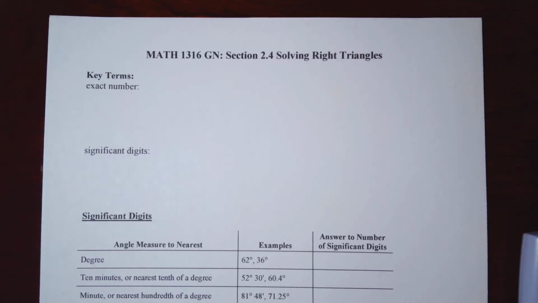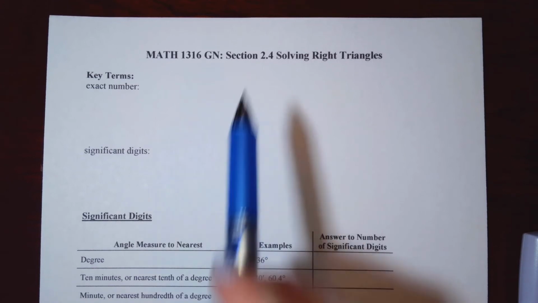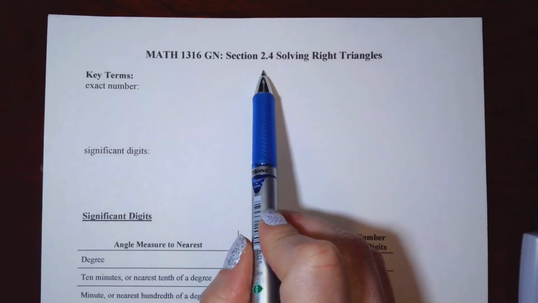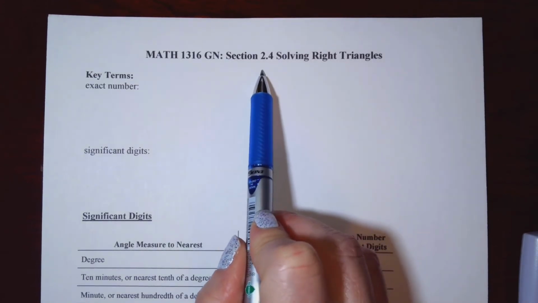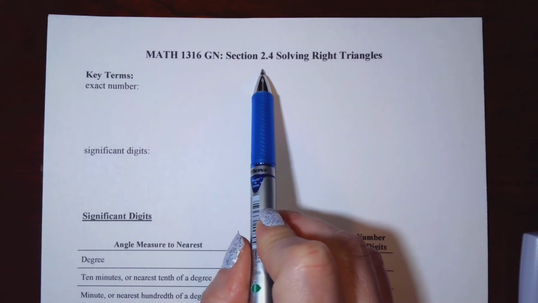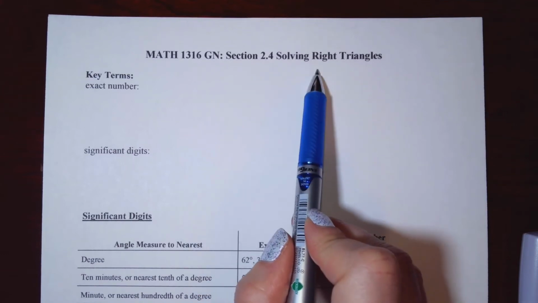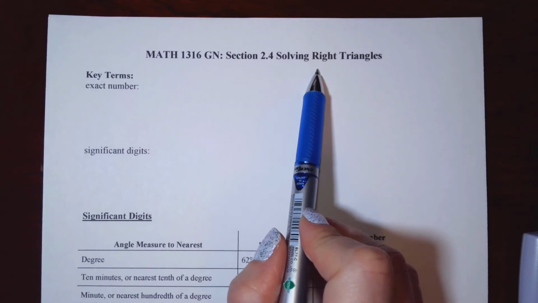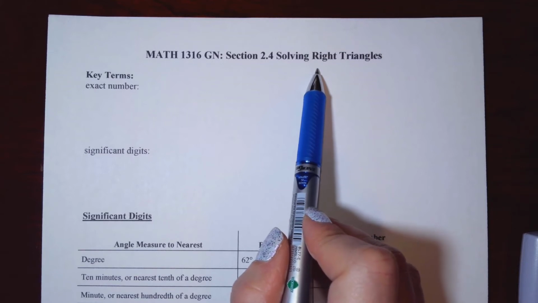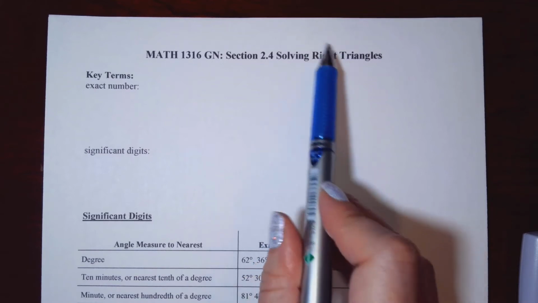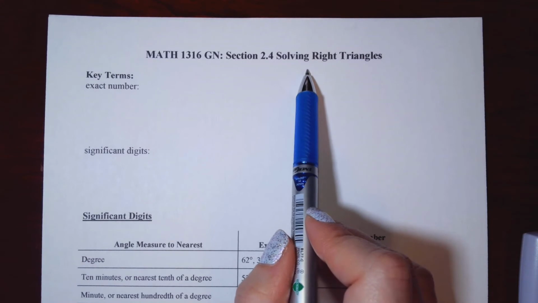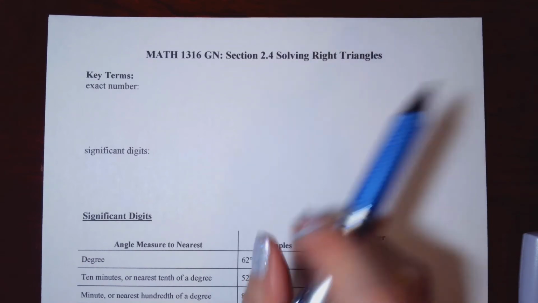Alright, welcome back. Today we're going to work our way through section 2.4, where we start putting our knowledge of trig functions and degree measures together with solving right triangles. Now when we solve a triangle, that means we are finding all the information about the triangle. A triangle has 3 sides and 3 angles, and by the time we have solved that triangle, we're going to know the values, the measures for all of that.